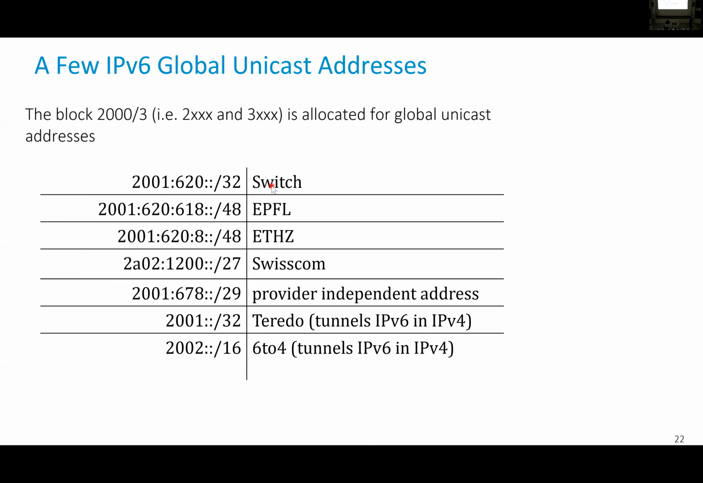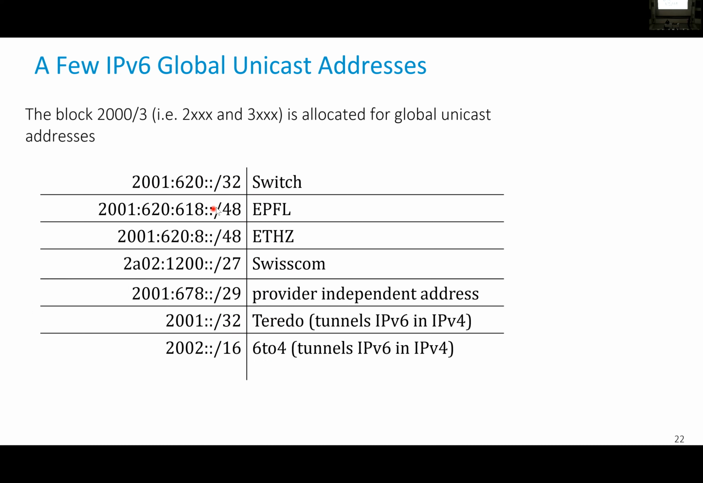For example, here is the block allocated to SWITCH, it's a /32. This is the block allocated to EPFL, it's a /48. The block allocated to ETHZ, to Swisscom, etc. There is also a block that is allocated to no provider that you can obtain in order to have an address that is not dependent on a provider. And there are special blocks that we might use for interworking with IPv4. We'll discuss that a bit later.